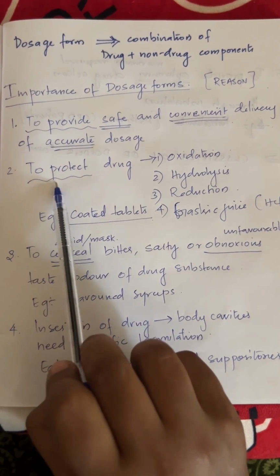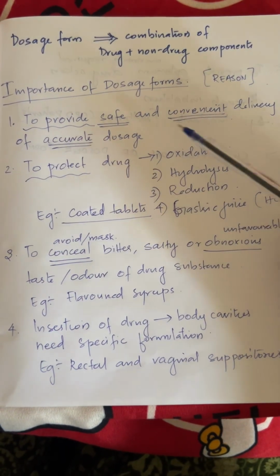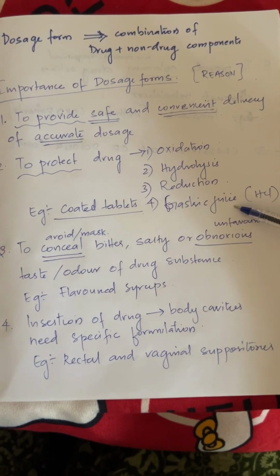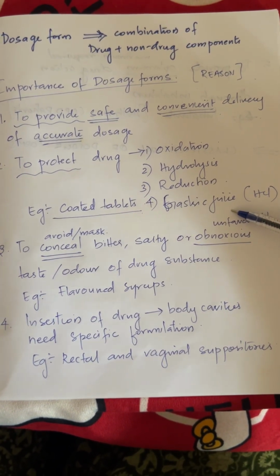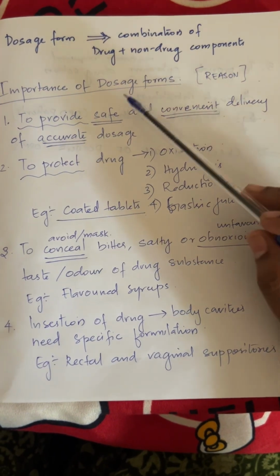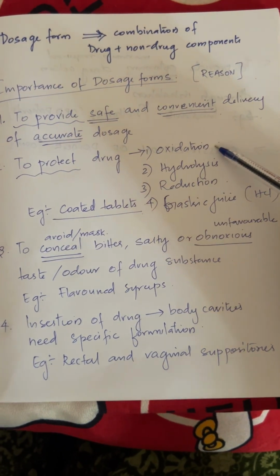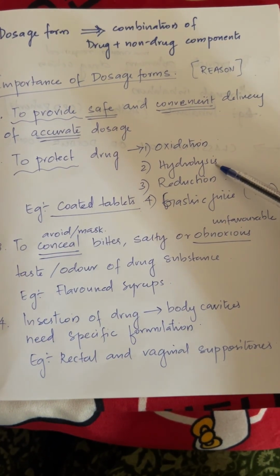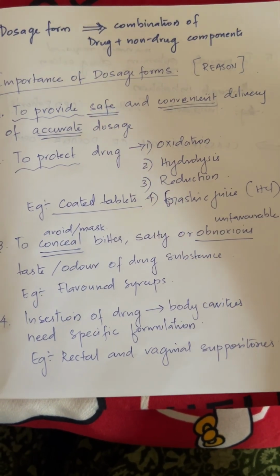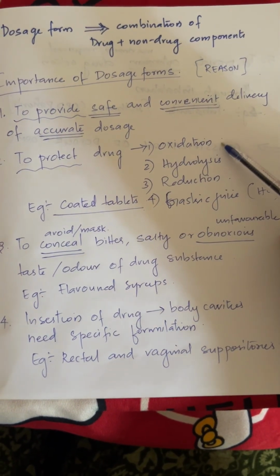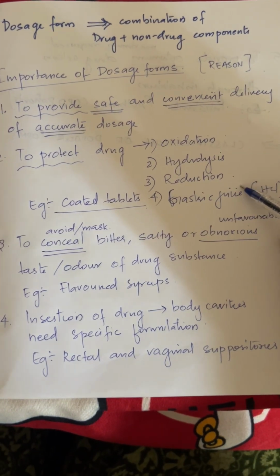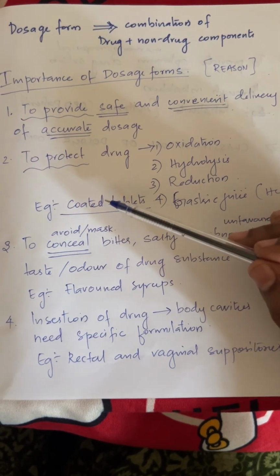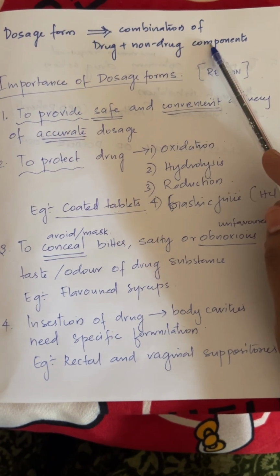The second point is to protect. To protect the drug from oxidation, hydrolysis, reduction and from the gastric juices after we intake the drugs. As the drug is in the pure state, there are chances of certain chemical reactions. They are oxidation, hydrolysis, reduction and gastric juice. So to keep the drugs safe and effective through all these processes, we need coated tablets. To make the tablets in a coated form, we need the non-drug components with the drug.